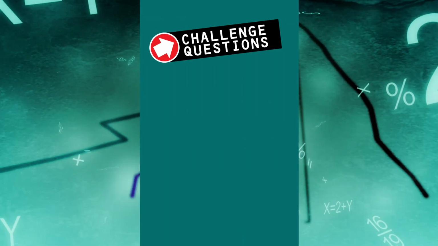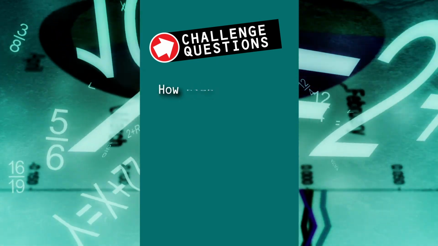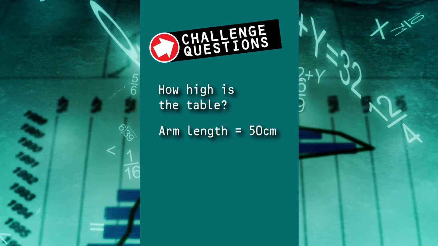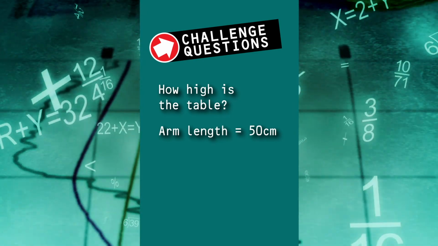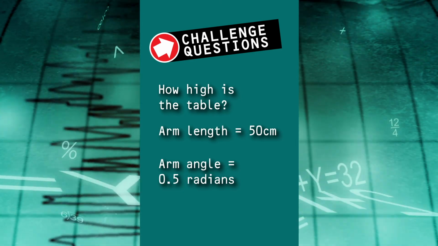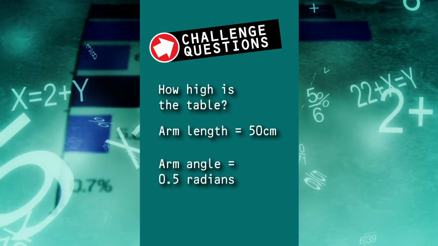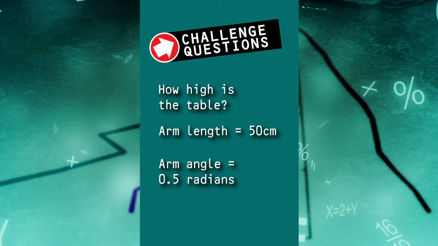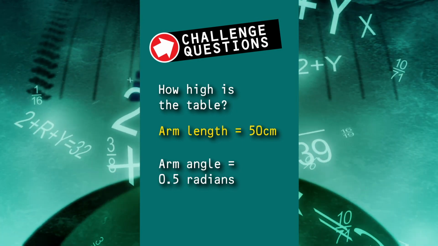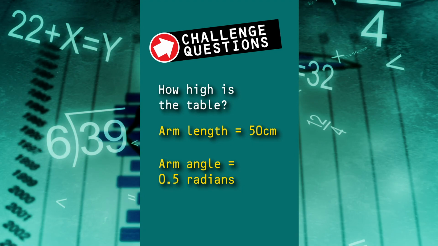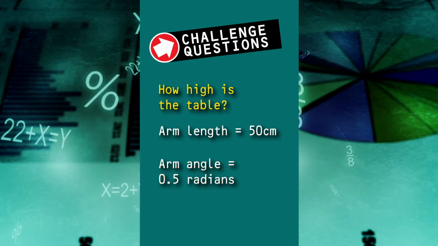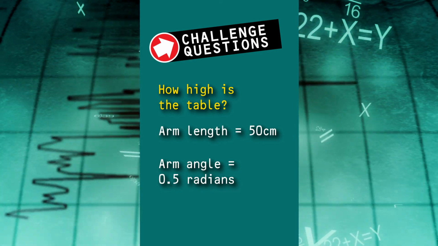Your second challenge question, you need to figure out the height of the table. We have a robot arm that is 50 centimeters long and is at an angle of 0.5 radians. How high of a table can its end effector reach? Again, with an arm that is 50 centimeters long and an angle with the floor of 0.5 radians, what is the height of the table the robot can reach?